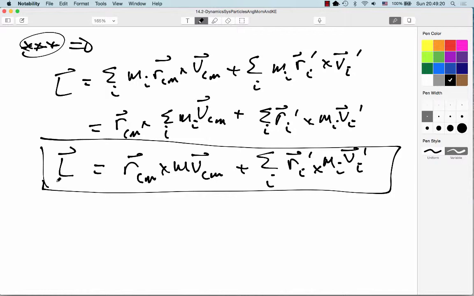But what we can do is look at this and say the angular momentum of a system is the angular momentum of a point mass about the origin. That's what this term is, we can call that the orbit, if you will. Plus the angular momentum of the system about its center of mass. We can call that the spin part, if you will.